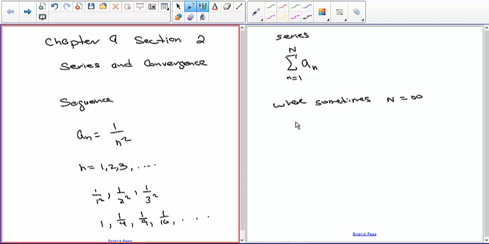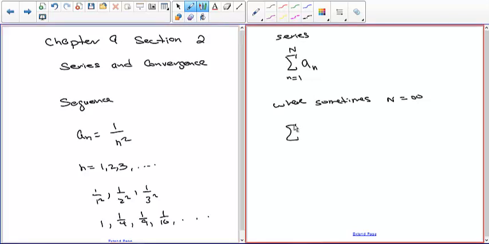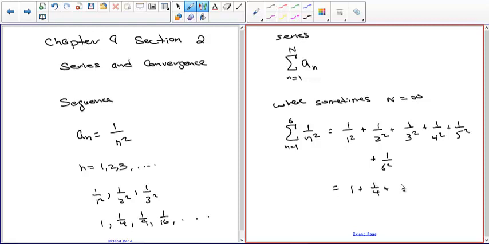Now, for a series, let's say we have the summation from n equals 1 to 6 of 1 over n squared. Well, what that's going to be is 1 over 1 squared plus 1 over 2 squared plus 1 over 3 squared plus 1 over 4 squared plus 1 over 5 squared plus 1 over 6 squared, which is going to be equal to 1 plus 1/4 plus 1/9 plus 1/16 plus 1/25 plus 1/36. Okay, and that's some number.